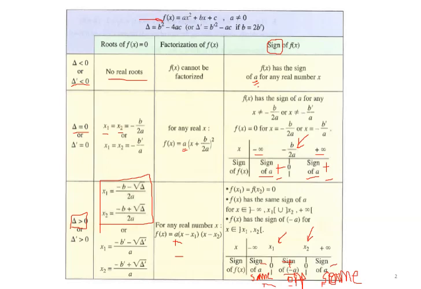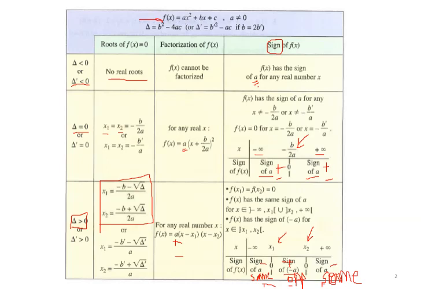So if the delta is negative, f of x takes the sign of a. If a is positive, then f of x is positive. If a is negative, then f of x is negative. Later on, I will give a lot of examples, but now we are going to discuss the sign together, okay?